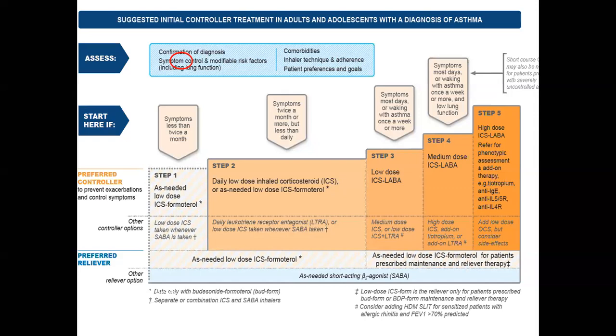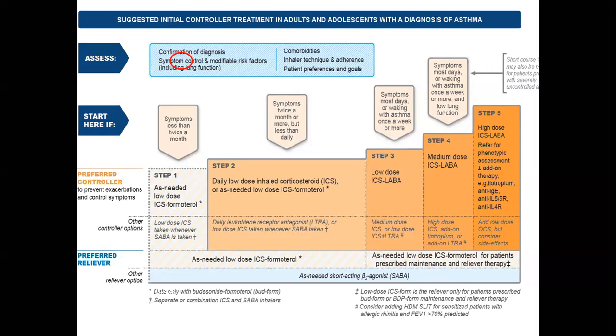Okay. Suppose the symptoms are more than twice a month, but not daily. In those cases, you would use ICS along with LABA. Step 3 would be when the symptoms are on most of the days, almost daily, and nocturnally the patient wakes up because of symptoms. In those cases, you give low-dose ICS plus LABA. Sorry, in step 2, it's only ICS daily, you don't give LABA actually. In step 3, it's a combination of ICS and LABA. Step 4, you give medium-dose ICS and LABA.